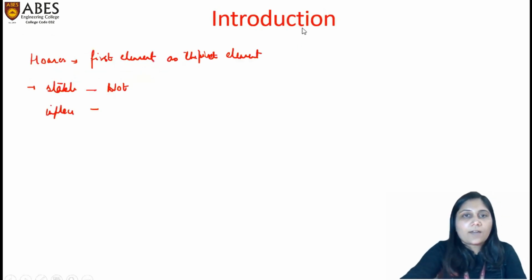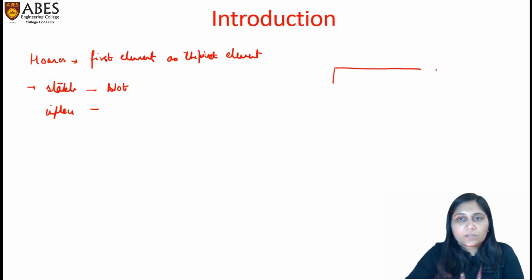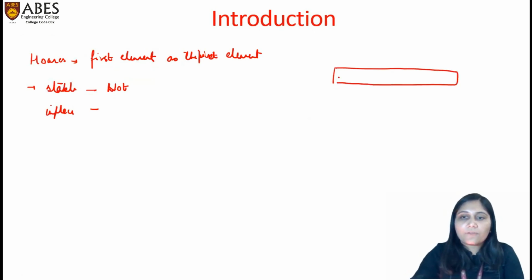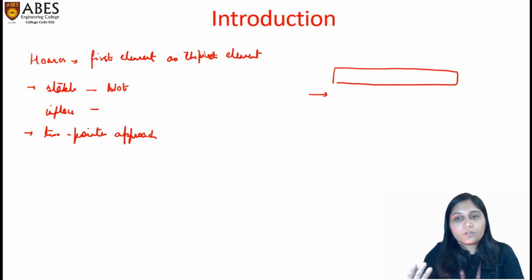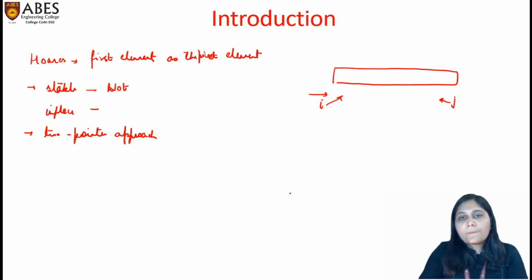Now we have to use the two pointer approach. We will be moving from both the sides, so it will be a case of Hoare's partition, done using the two pointer approach. In the two pointer approach on the same array, one pointer will move from this side and one will move from this side. The two pointers will be moving with the help of i and j in the same array.